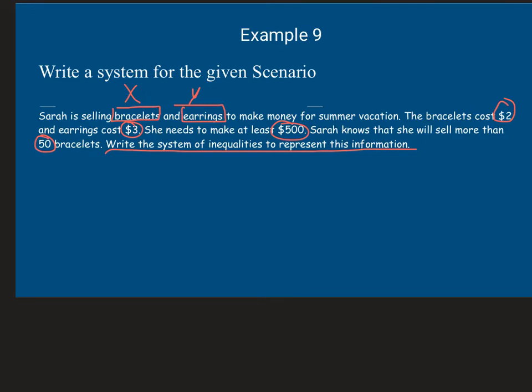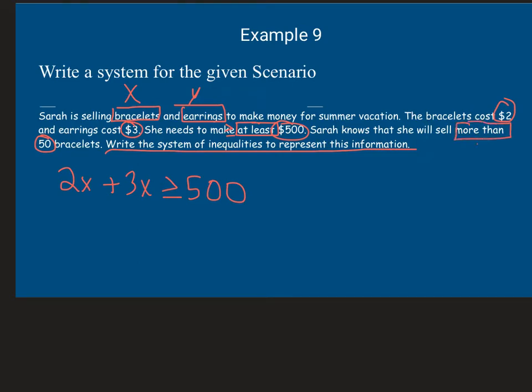She needs to make at the least, well, we just went over at the least on the last one, and at the least means you can get that amount or more. So we know that is going to be greater than or equal to. So we need to sell the amount of bracelets times 2 plus the amount of earrings times 3, which is what they cost, has to be at the least $500.